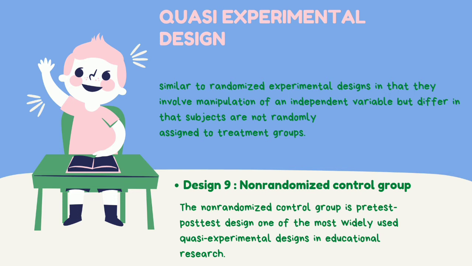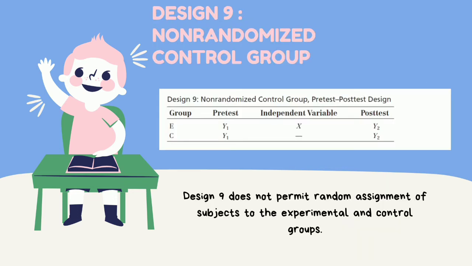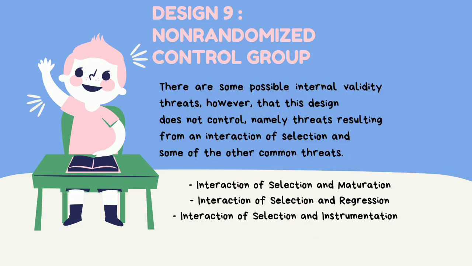Design 9, the non-randomized control group pretest design, is one of the most widely used quasi-experimental designs in educational research. This is the example of Design 9, where you can see it is similar to Design 5, but with one important difference. Design 9 doesn't permit random assignment of subjects to the experimental and control groups. There are some possible internal validity threats; this design doesn't control threats resulting from an interaction of selection and some of the other common threats.